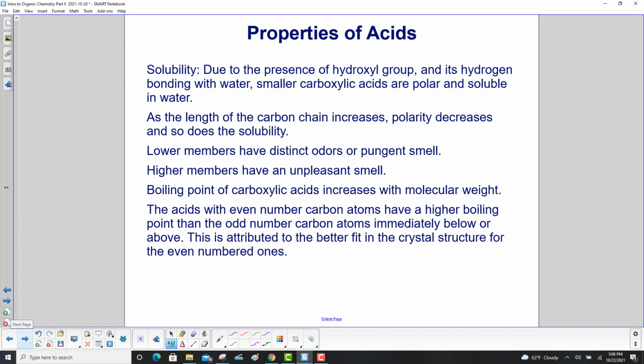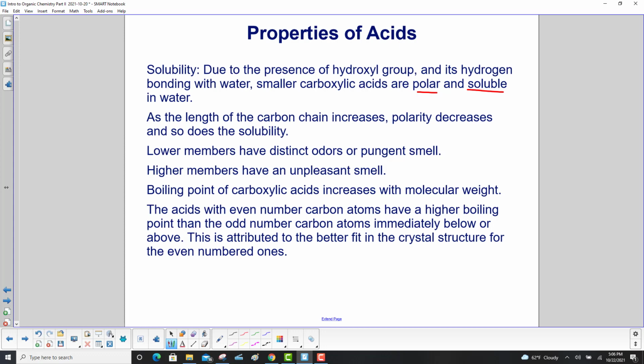Solubility. We're dealing with some properties of acids now. Due to the presence of the hydroxyl group and its hydrogen bonding with water, smaller carboxylic acids are polar and soluble in water. As the length of the carbon chain increases, the polarity decreases, and so does the solubility. Lower members have distinct odors or pungent smells. Higher members have an unpleasant smell.